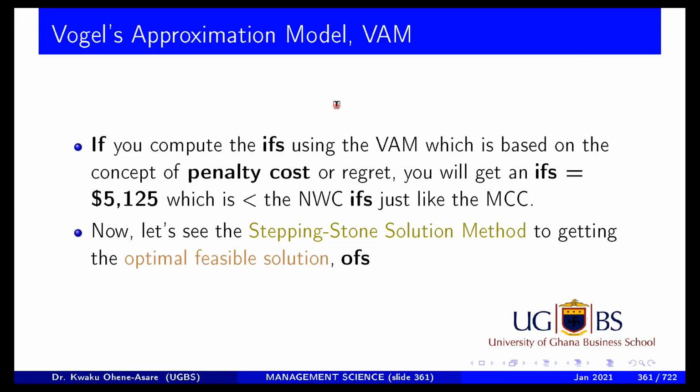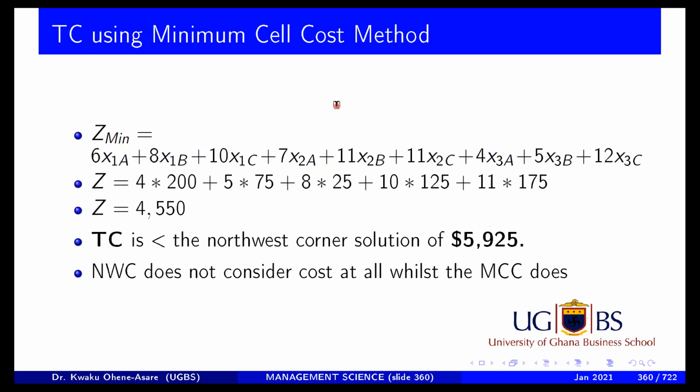So we are going to the third way of the initial feasible solution. If you compute the initial feasible solution using the Borges approximation model, which is based on the concept of the penalty cost or the regret, you are going to get an initial feasible solution of 5,125. That will be less than the northwest corner rule, but it is definitely going to be more than the minimum cell cost, because the minimum cell cost approach, as you can see here, was 4,550. So you can see clearly that it is in between the northwest corner rule and that.